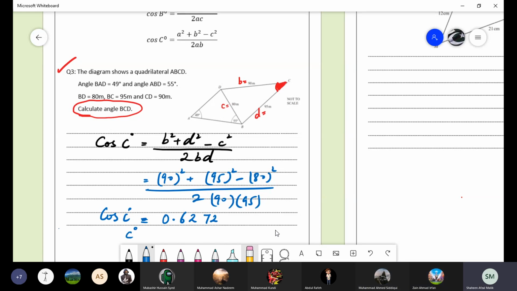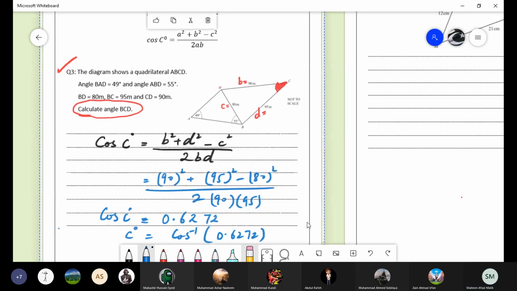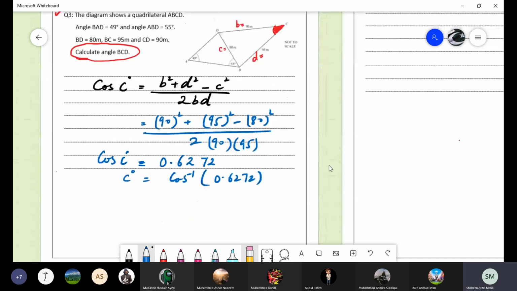Yes, ma'am. So what is C? Cos inverse of 0.6272. Take the cos inverse and tell me the answer. Ma'am, 51.16. 51.156. Can we write 51.2? Yes, ma'am. This is the angle answer.